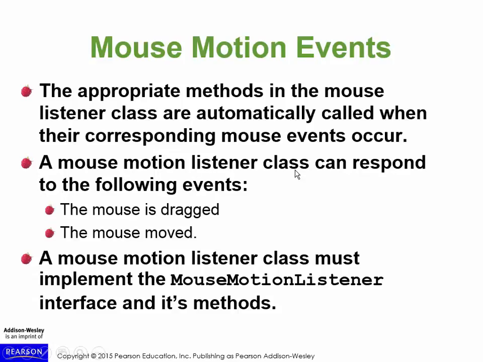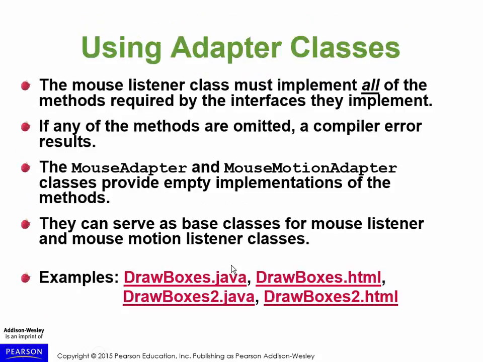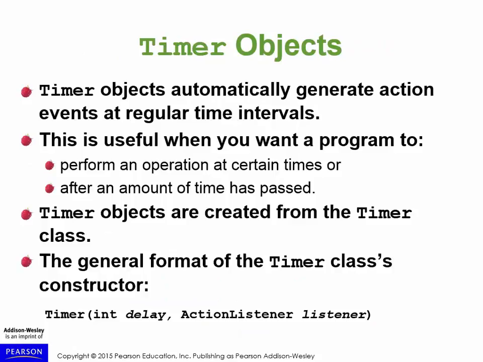A mouse motion listener class can respond to the mouse being dragged or moved, and it must implement the mouse motion listener interface and its methods. And those are shown here. Again, we're going to look at some examples of these in just a couple minutes. The mouse listener class must implement all of those methods. I already mentioned that to you, and you're going to see examples of it in just a couple minutes.